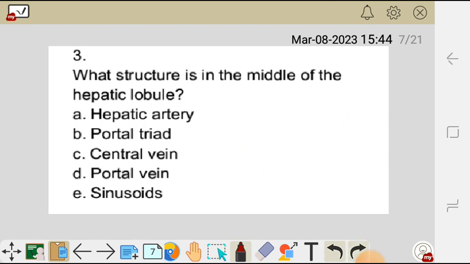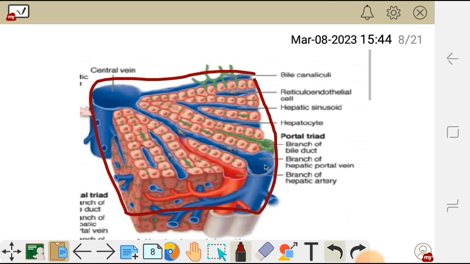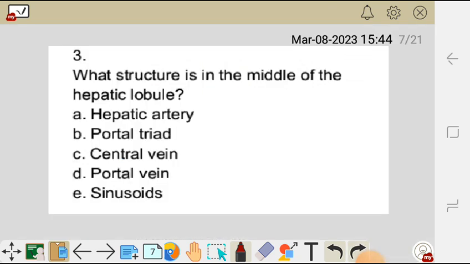The hepatic lobule has what we call a portal triad. This is simply a portion of the hepatic lobule. As we can see here, we have the central vein, and we also have the portal triad in the corner there. In the portal triad, we have the hepatic artery, the portal vein, and the bile duct. So which structure is in the middle of the hepatic lobule?